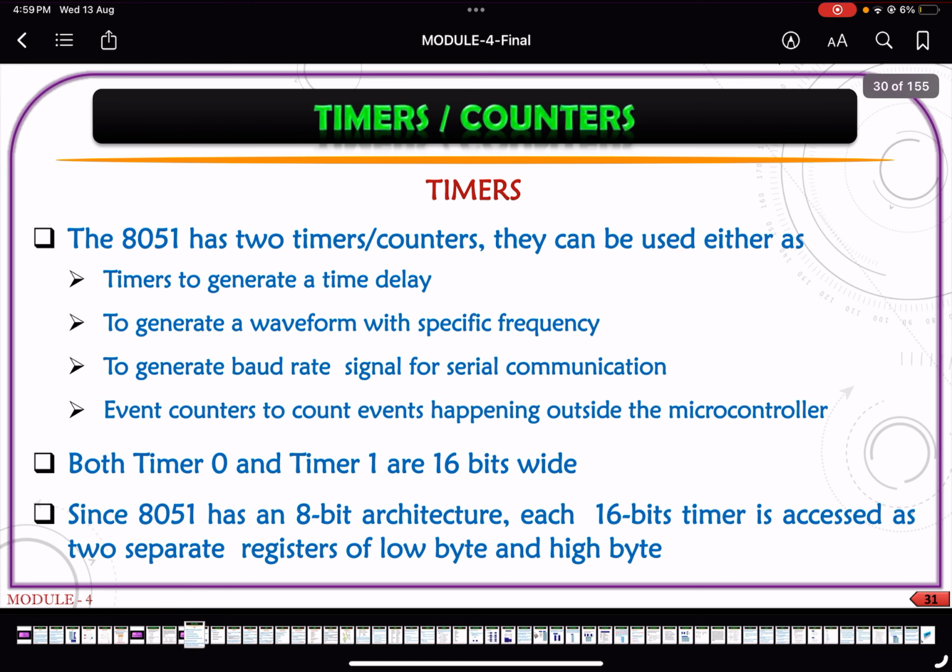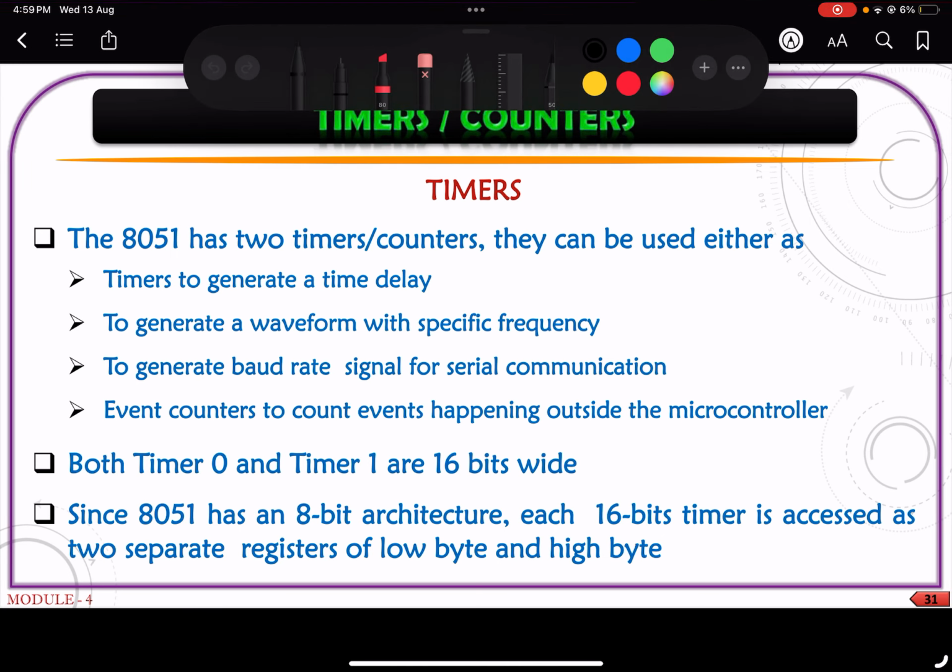So, in your 8051 microcontroller, you have two timers which can be used as counters. The main use you'll have is to generate a time delay, which is something you'll need in most operations, for instance in the case of an LCD. Now, to generate a waveform with a specific frequency, this is one place where you can expect a lot of questions.